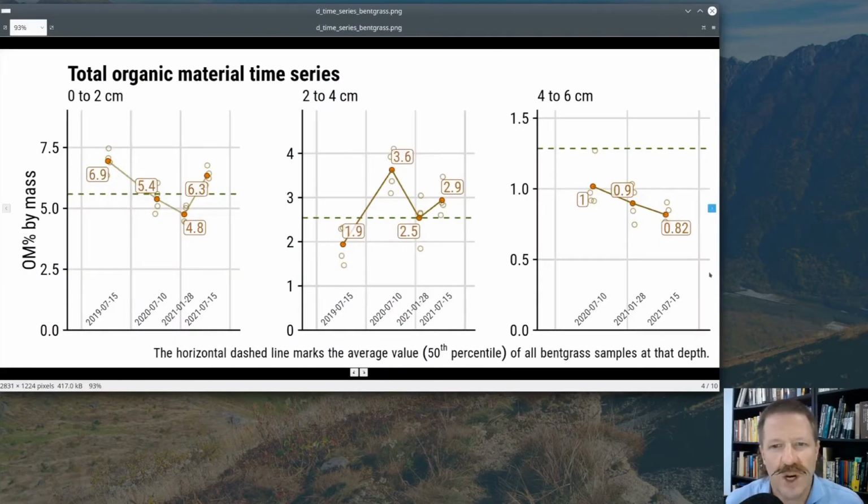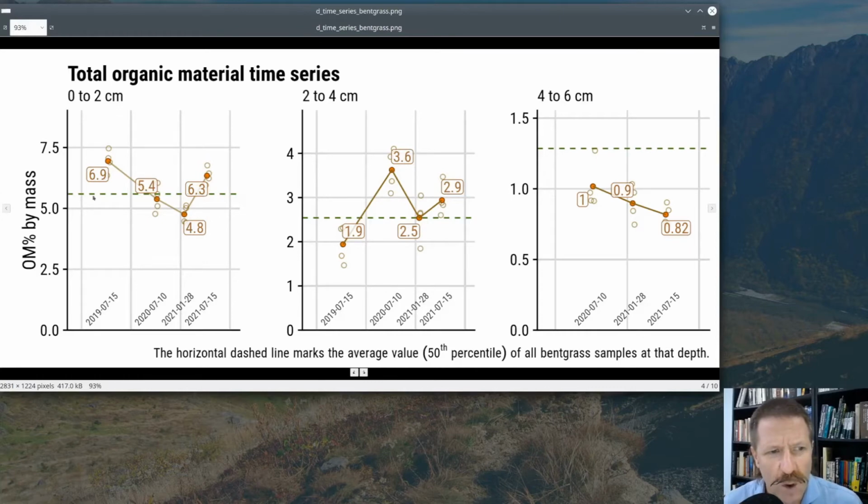Now here's that type of chart for a different species. This is for a different golf course, and this is with creeping bentgrass. So you'll notice now the y-axis levels have changed, because now instead of being up around 12%, 13%, 14%, which is typical for mature zoysia greens, we're now having numbers that are from 4.8% up to 6.9% at the 0 to 2 centimeter depth. And this is over a multi-year period.